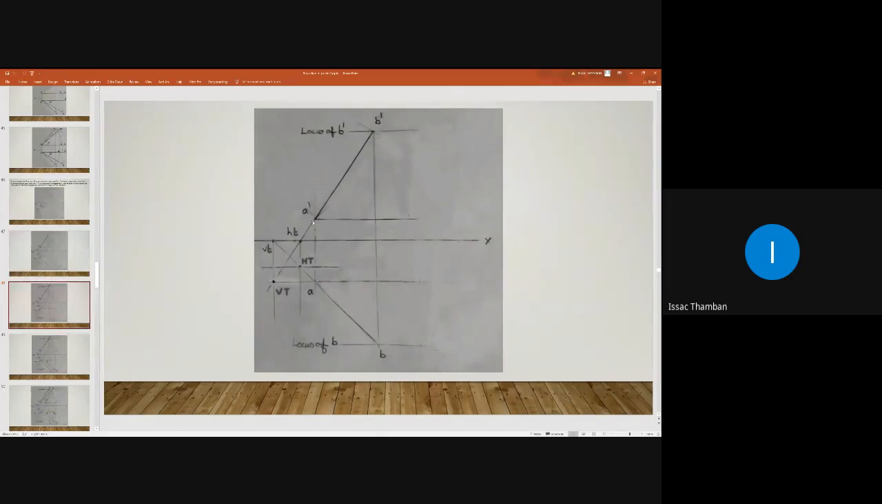Do it. Take 50 mm in your compass because it is given. The elevation length of the line is given as 50 mm. So take 50 mm in your compass and with A dash as center, intersect and obtain the position of B dash.